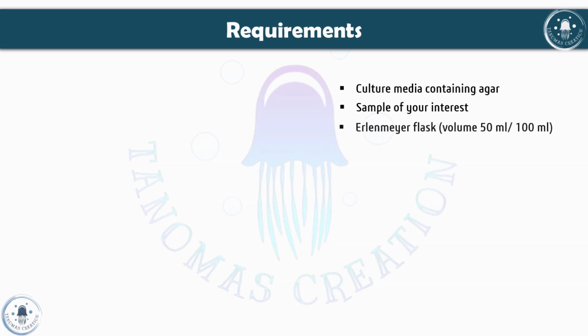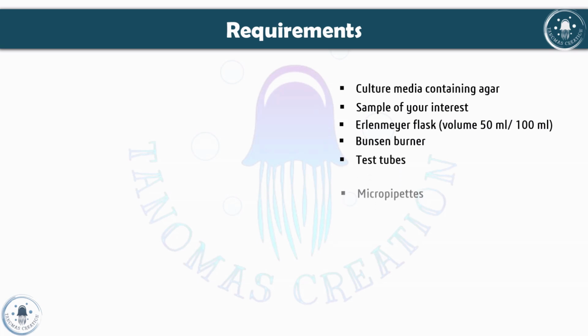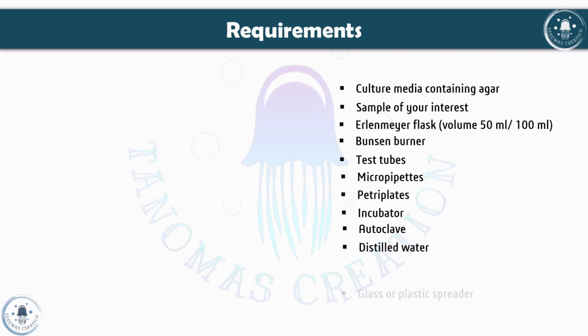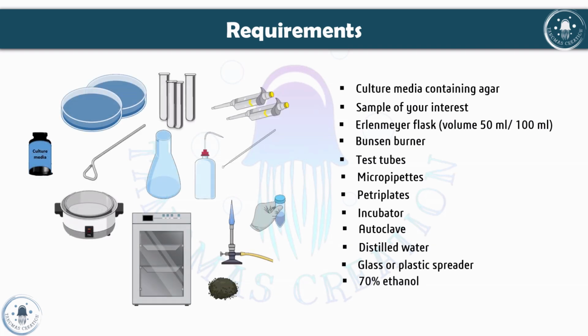Next is our flask, 50 or 100 ml, in case you need to do the mixing. You need a Bunsen burner, you need test tubes, micropipettes, petri plates, incubator, autoclave, distilled water, glass or plastic spreader, and 70% ethanol. So these are the requirements that you need for the spread plate technique.